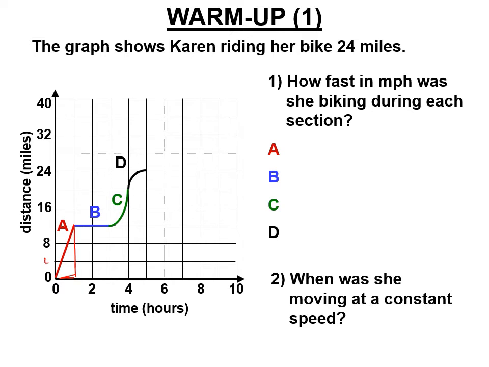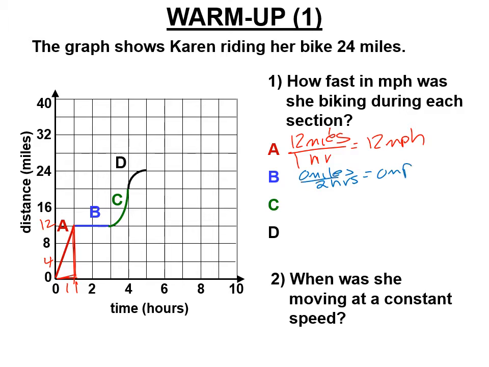So each box is worth 4. In this section we went 12 miles in 1 hour, and so that's 12 miles per hour. Section B, it's flat, right? We went 0 miles in 2 hours. 0 miles per hour. You're stopped.